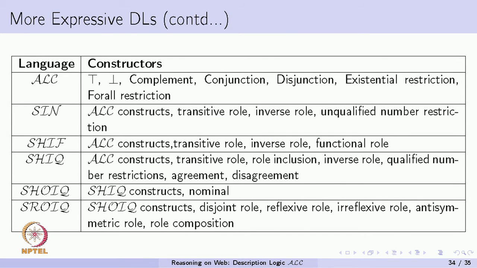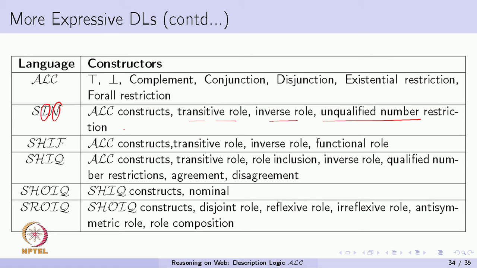So, here is a list of some languages that we have seen. ALC, these are the constructs that we saw. Complement, conjunction, disjunction, existential restriction and restriction. So, you can only restrict, there are no numbers involved essentially. There is a language called SIN or SHIN, however it is pronounced, which has these transitive roles, inverse roles and so on essentially. So, this I and N unqualified. So, I and N have been added to ALC. So, this is ALC plus I plus N essentially.